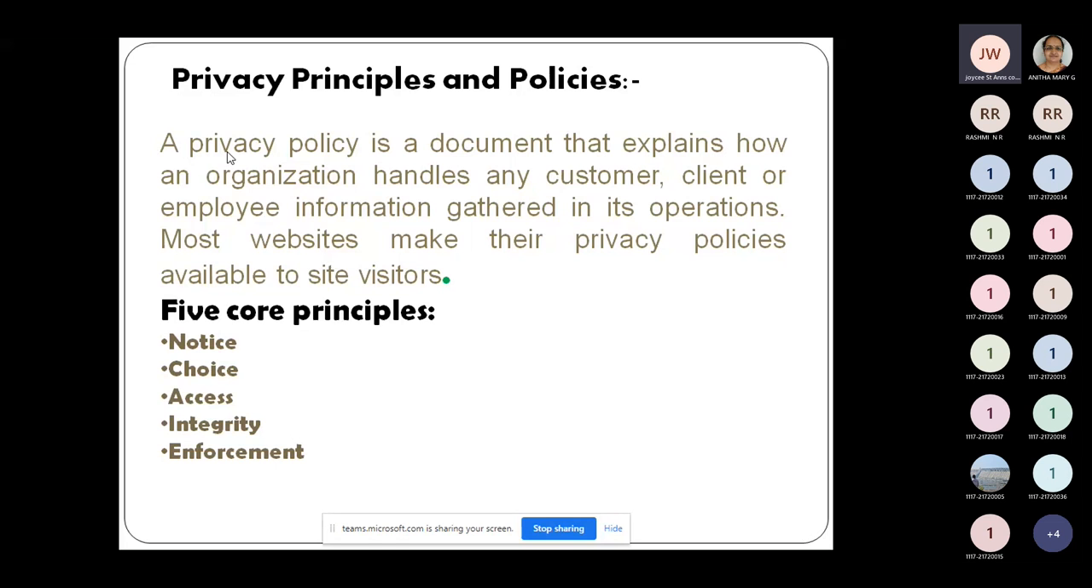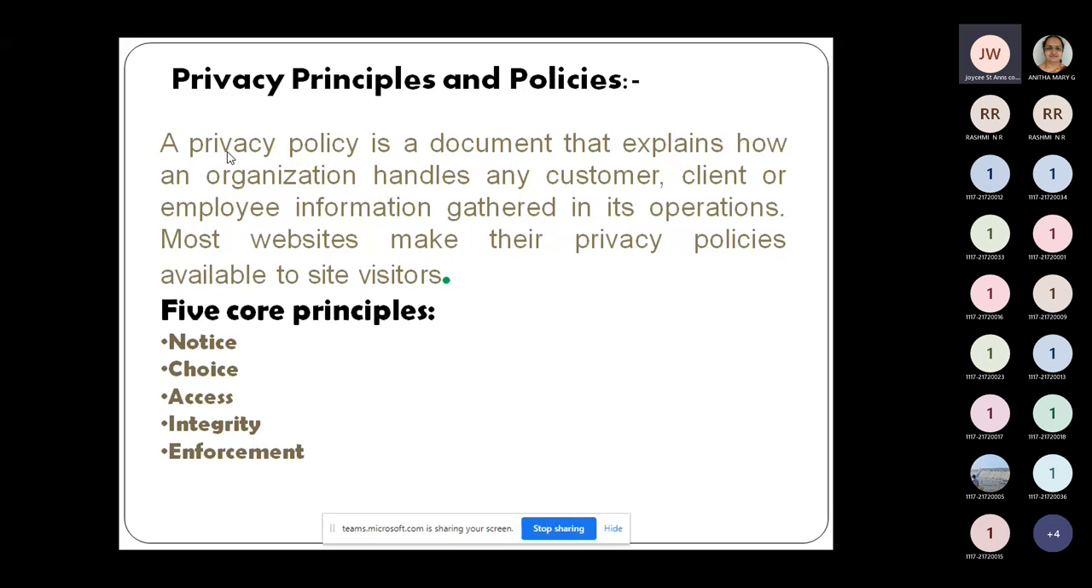The next one is access. Access is participation, and letting people know what information we need to find out, what the information is, and what its accuracy and completeness are. If they believe it is wrong, you have to check the accuracy and completeness of that information. That is access.